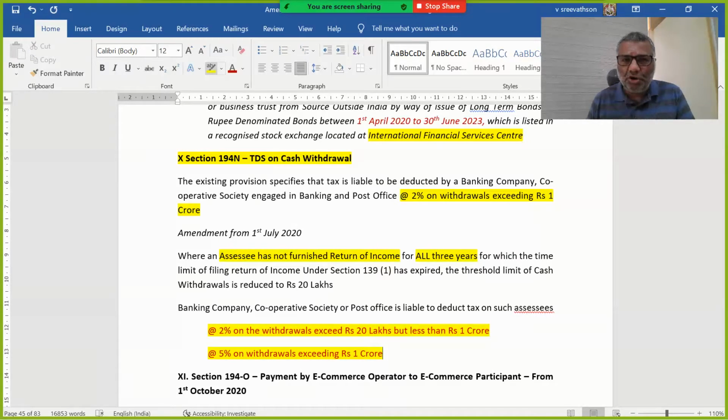Only for cash withdrawal. Only for cash withdrawal.